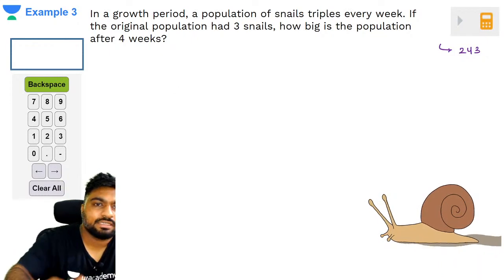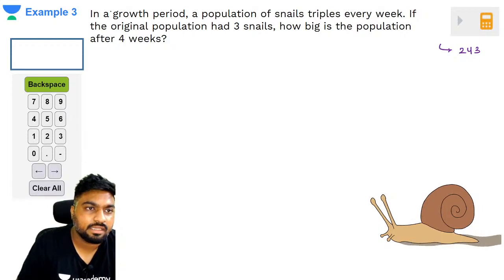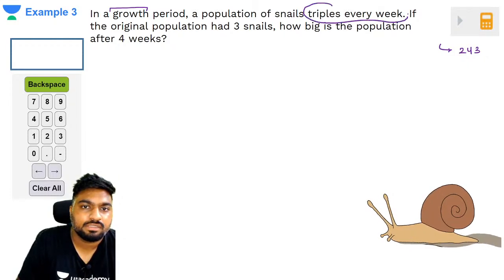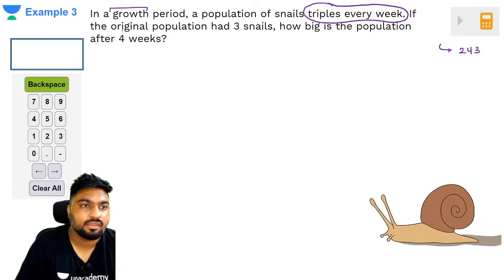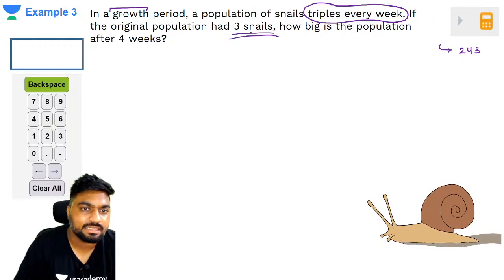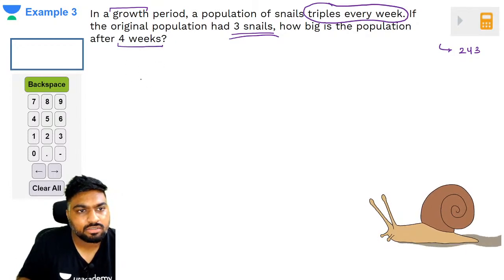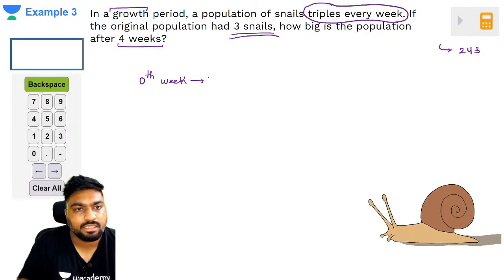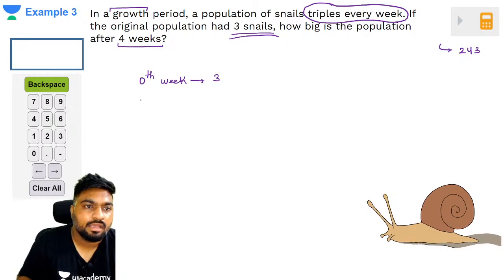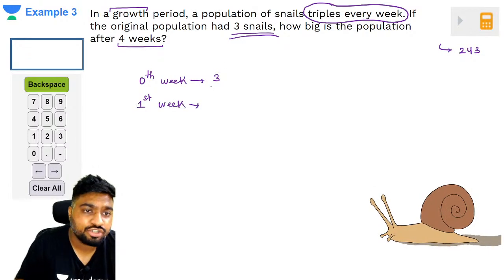So let's try this question. What are they saying? In a growth period, a population of snails triples every week. If the original population had 3 snails, how big is the population after 4 weeks? So 0th week, how many were there? 3. After first week, what happens? The value triples itself.